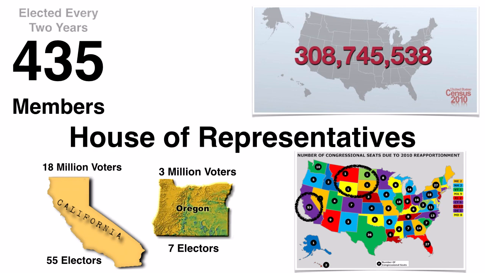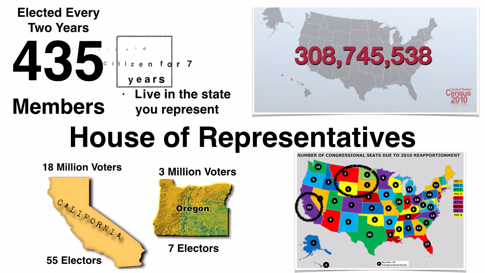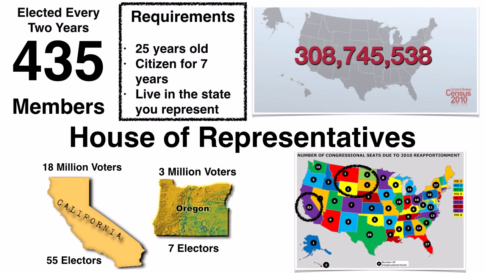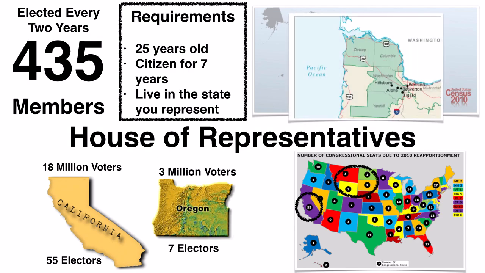Members of the House of Representatives are elected every 2 years. They have to be at least 25 years old, live in the state they represent, and be a citizen of the U.S. for at least 7 years. House members represent a specific area of their state called a district and are elected by the people in their district.